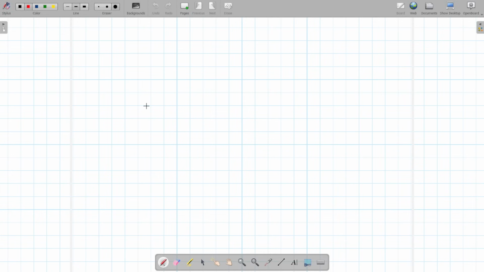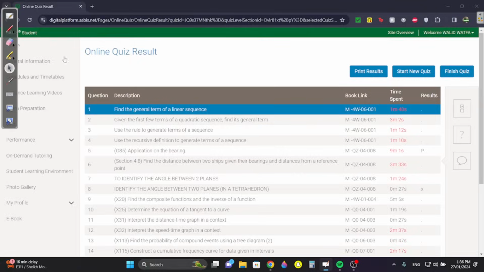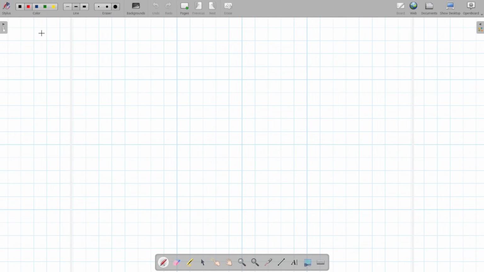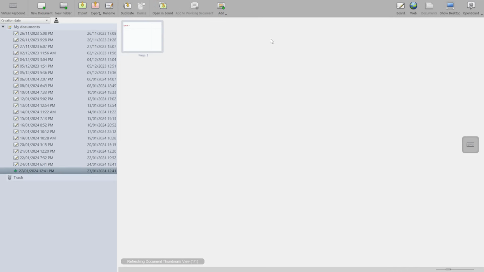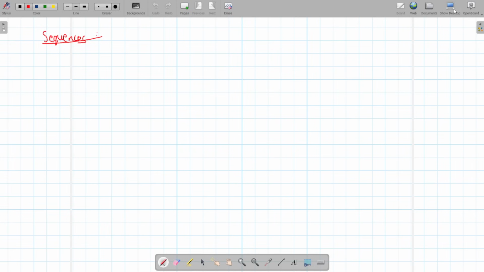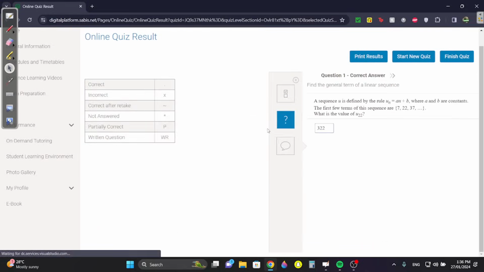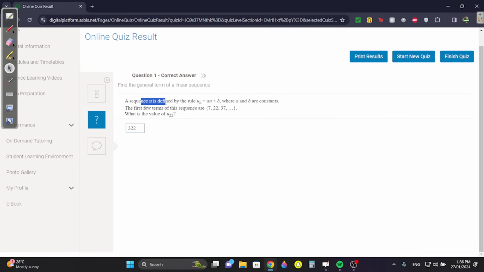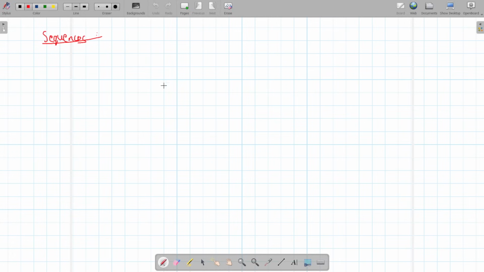So the first thing that's new for this week is the algebra, and mainly it's about sequences. The way they ask the question is like this. Let's say a sequence U is defined by the rule Un is an plus b, where a and b are constants, and the first few terms are, whatever. A sequence would be a set of numbers.